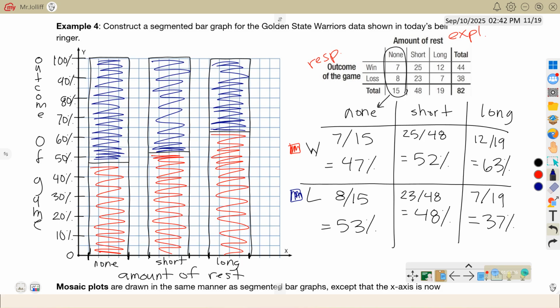Okay, questions on a segmented bar graph. Okay, I'm going to go ahead and stop our notes here.